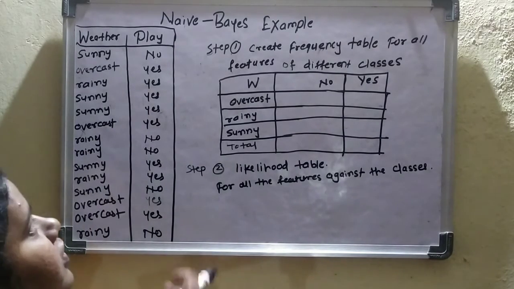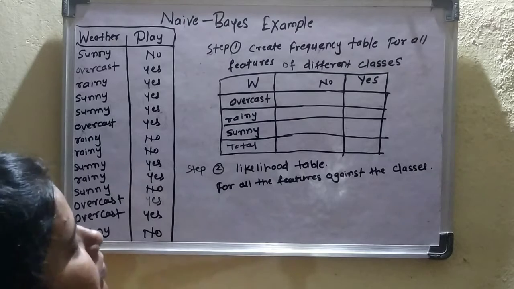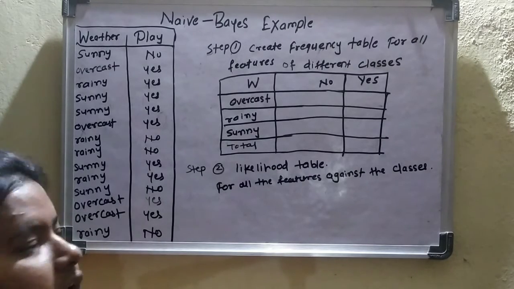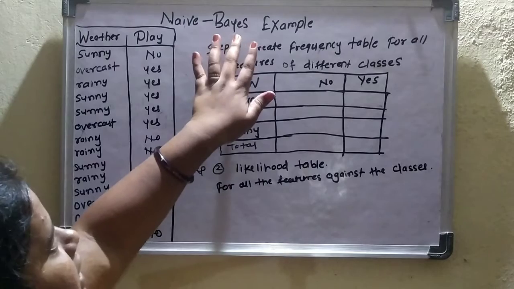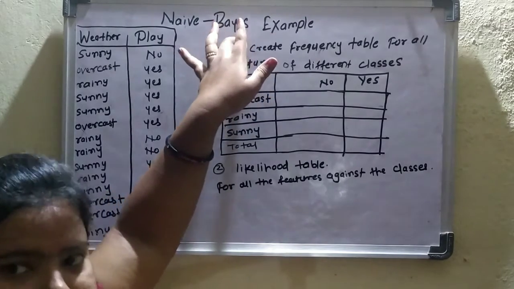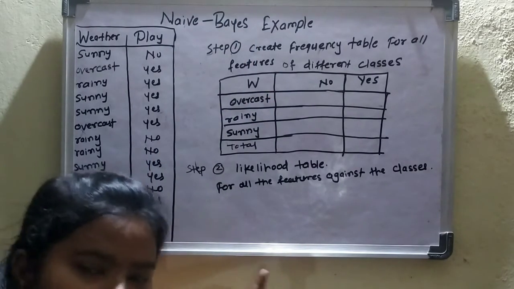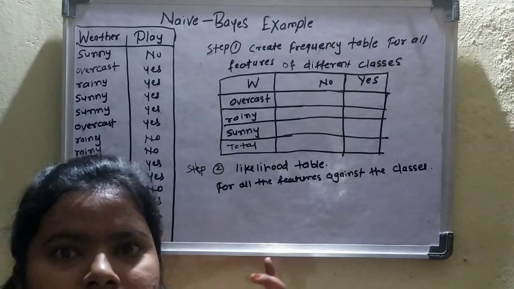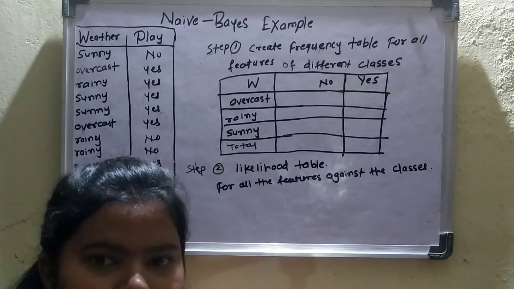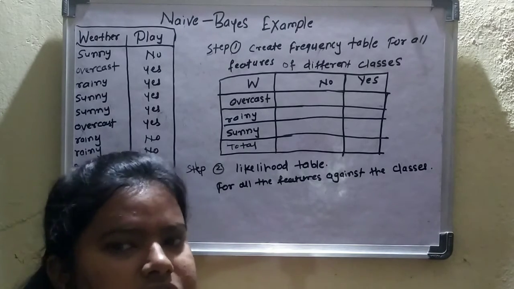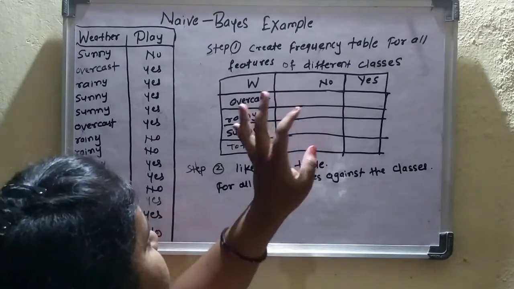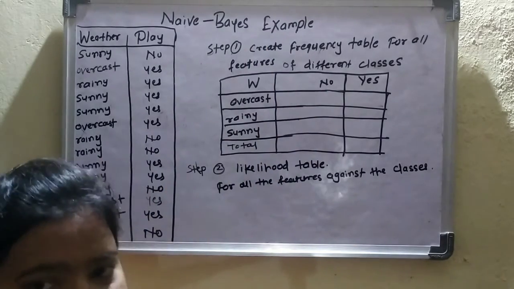So today we will be seeing the Naive Bayes example. In the previous video we have already seen what is meant by the Naive Bayes algorithm, and we covered the theoretical points of Naive Bayes. What are the different types? What are the examples? What are the types of the algorithm? What are the explanation and theoretical concept of the Naive Bayes algorithm? In today's video we will be going to see a numerical example.